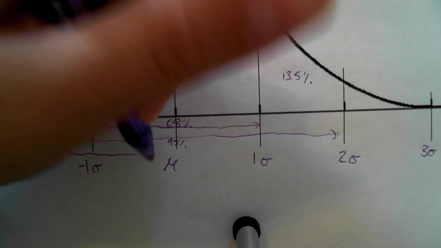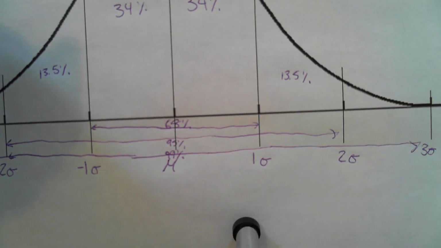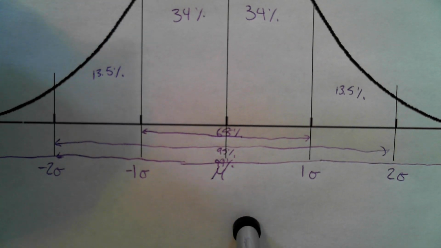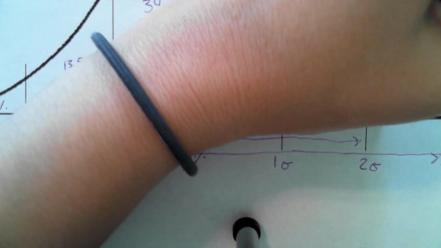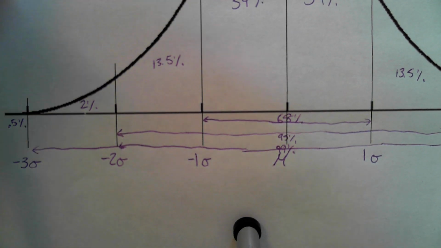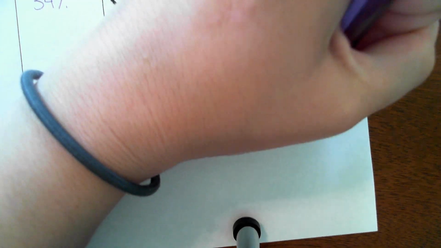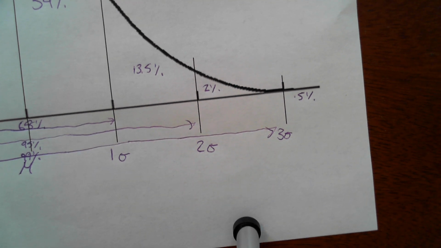You can't see that, but I am going all the way out to the third standard deviation. So we're going to say it's 99%. So that's going to make 2% fall right here and 2% fall right there. And then what's left is 0.5% on the left of 3 standard deviations and 0.5% on the right of those 3 standard deviations. So that's just another bell curve.